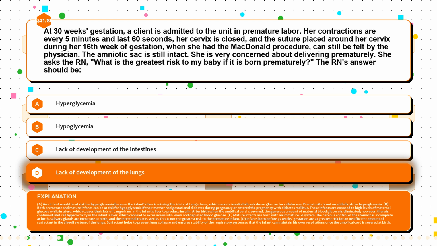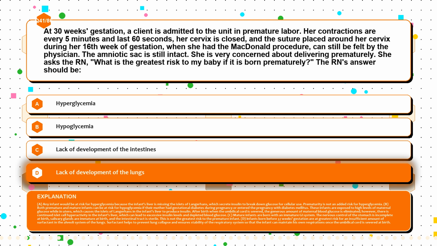After birth, when the umbilical cord is severed, the generous amount of maternal blood glucose is eliminated. However, there is continued islet cell hyperactivity in the infant's liver, which can lead to excessive insulin levels and depleted blood glucose. Mature infants are born with an immature GI system. The nervous control of the stomach is incomplete at birth, salivary glands are immature at birth, and the intestinal tract is sterile. This is not the greatest risk to the premature infant.